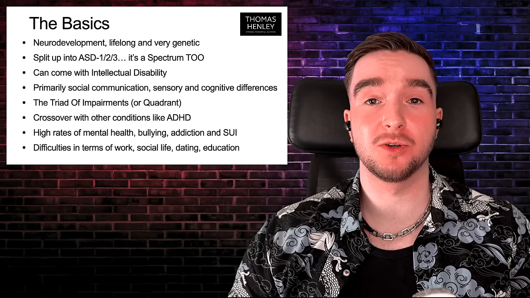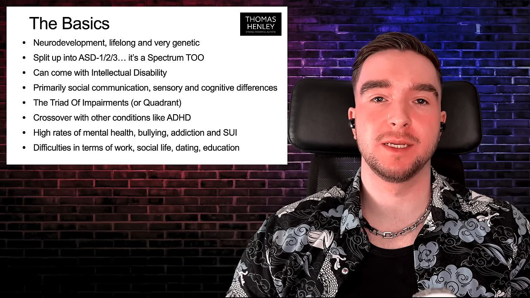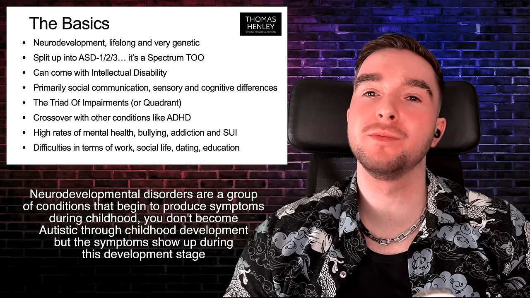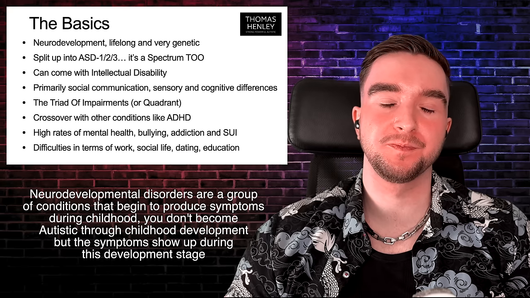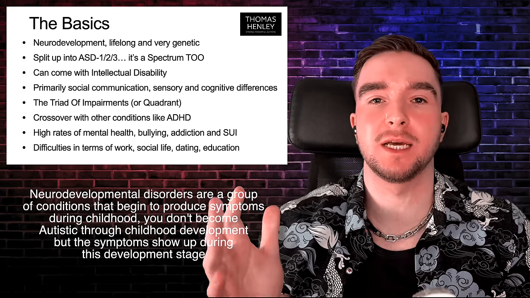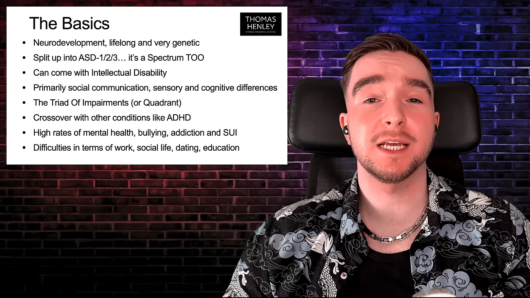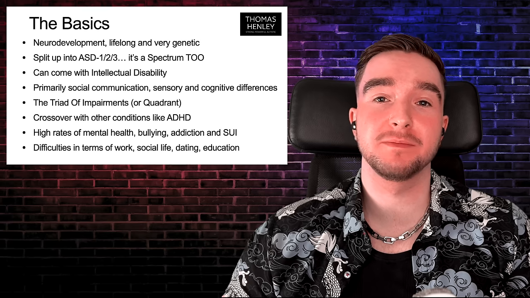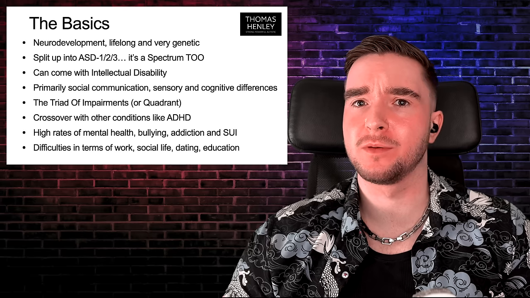What exactly is autism? Autism is a neurodevelopmental condition. You are born autistic. You develop autism in the womb. You become an autistic person. You have an autistic brain. It's also lifelong, so it's not something that just ends at childhood. Autistic children grow into autistic adults, and it's very heavily genetic. So if you have an autistic child, there is a pretty high probability that the genes have been gotten from somewhere.